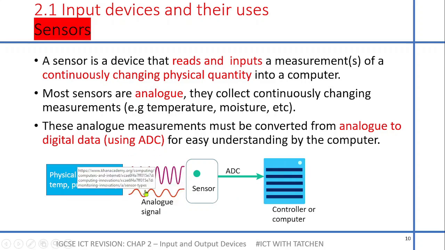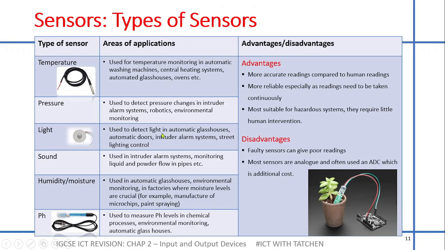So analog is continuously changing data, while digital is just discrete, like it could be high or low, high or low. So ones or zeros. That's what the computer understands. And with the help of an analog to digital converter, the measurements from sensors can be converted to digital format for the computer to understand and take appropriate action.